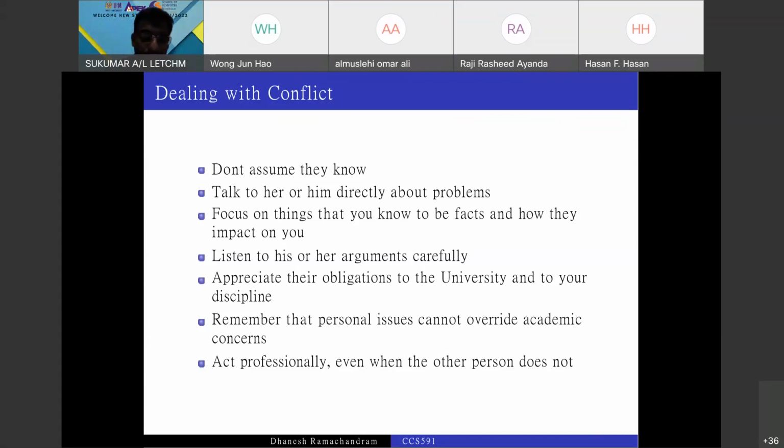Act professionally even when the other person does not. So when you email, act professionally. Email nicely and mention it very nicely. If it is a doctor, address them as doctor, if a professor, address them as professor, things like that. So be clear, be polite, be humble, and you'll be successful.